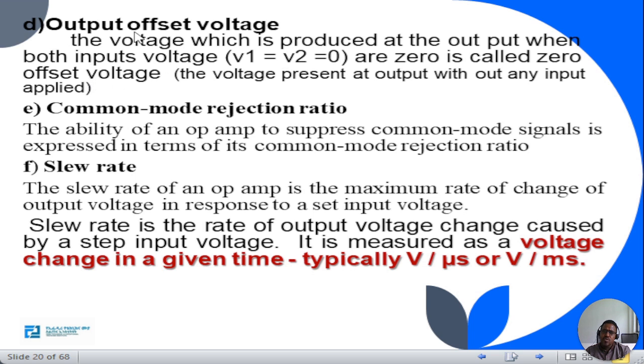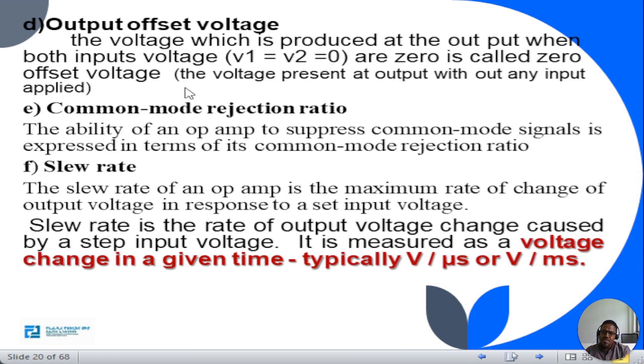The fourth one is output offset voltage. It is the voltage produced at the output when both input voltages V1 and V2 become 0, that means the non-inverting input voltage and the inverting input voltage are both 0.